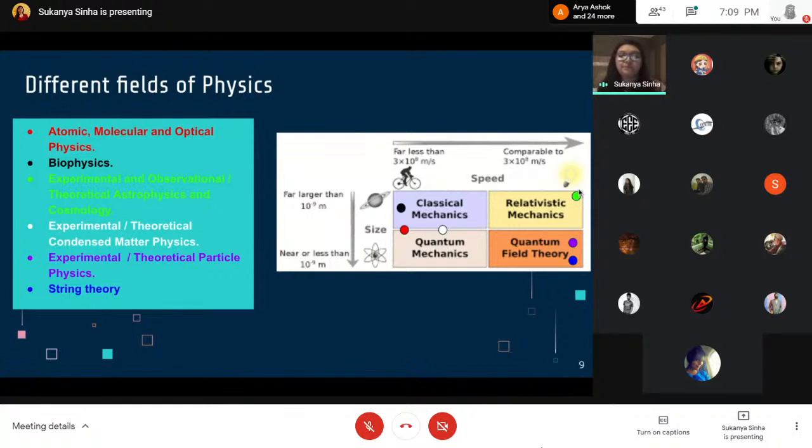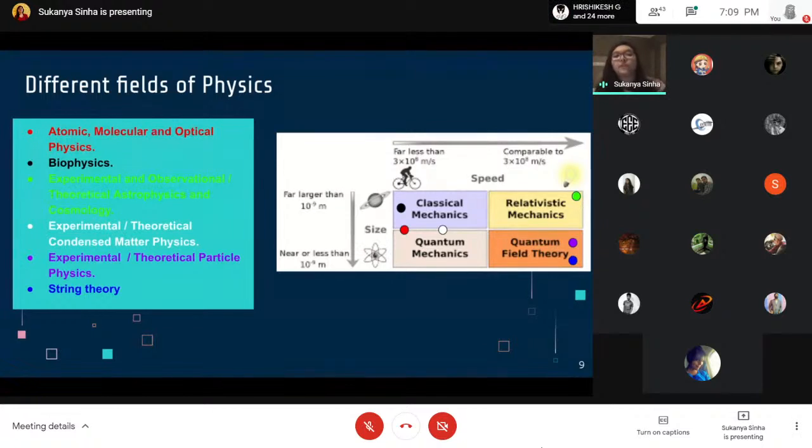And finally, I have taken the liberty to place experimental and theoretical particle physics and string theory in the realm where it discusses the fastest and the smallest objects you can imagine. So this string theory position is a bit loosely explained, but this gives you the general idea of the different kinds of physics and the size and the speed that we're discussing over here.